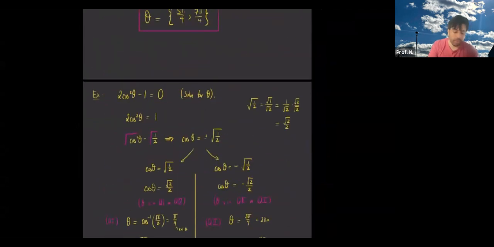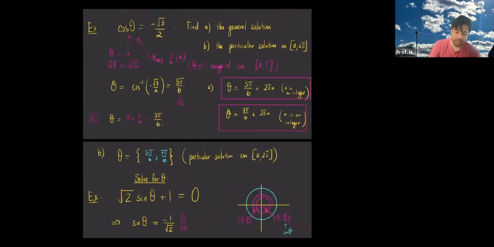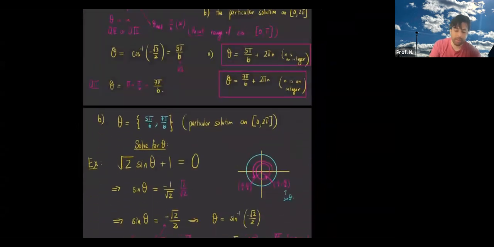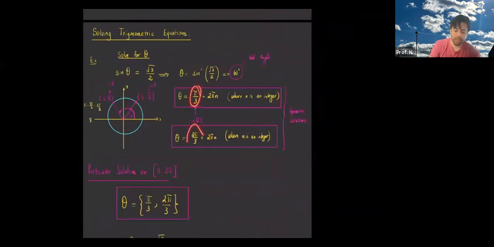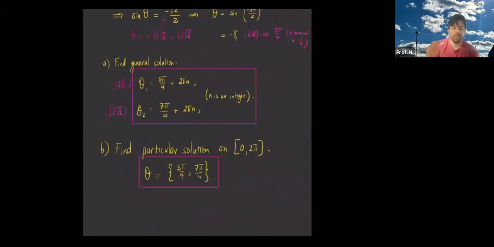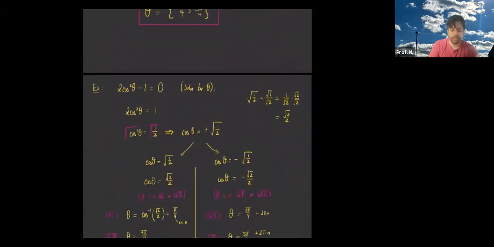These are 7 pi over 4. What else do we have? We have 5 pi over 6, 7 pi over 6, and pi over 3. You see that? Pi over 3, 2 pi over 3. These are the angles that are quote unquote nice. We know these reference angles.